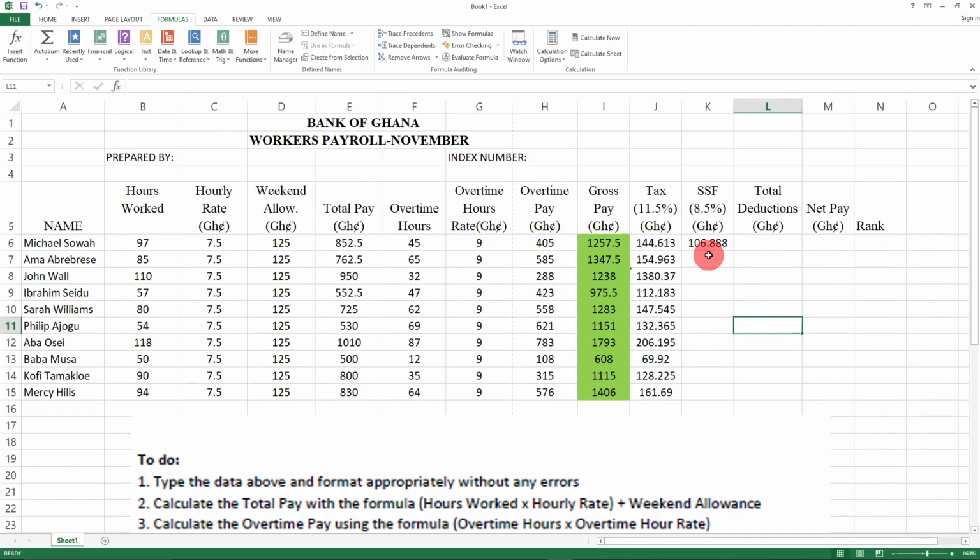You get your SNET. So Michael too will be paying 106.88, so 106.9 as SNET. Yes. So let's use the formula. Let's use the other formula that I prefer. Equal I6 times 8.5 divided by 100.